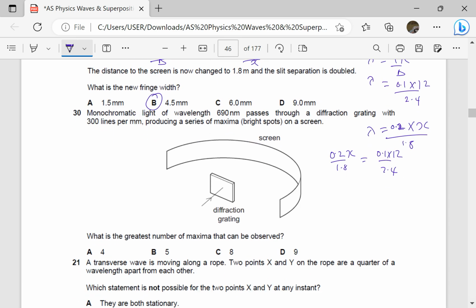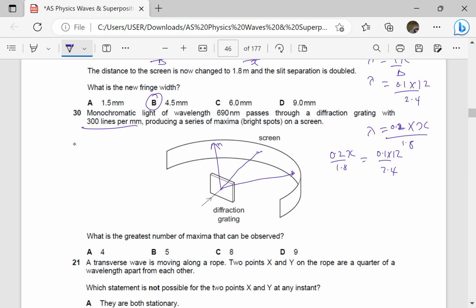Monochromatic light of wavelength 690 nanometers passes through a diffraction grating with 300 lines per millimeter, producing a series of maxima, bright spots on the screen. What is the greatest number of maxima that can be observed? Remember, there is a central bright maximum, then there is a maximum order this side and a maximum order the other side. So we add this value of n to this, to get the total.